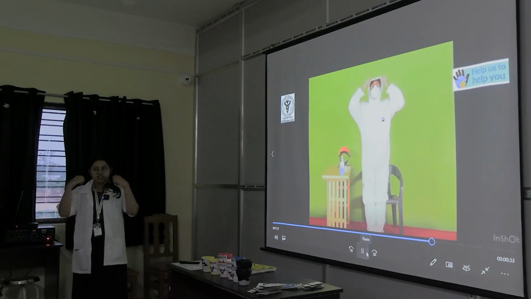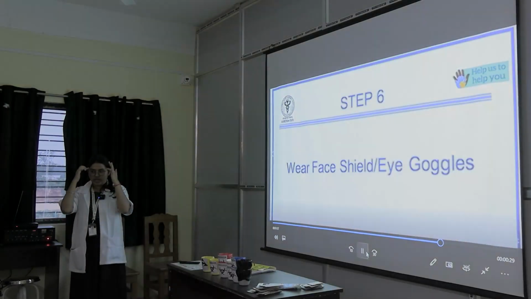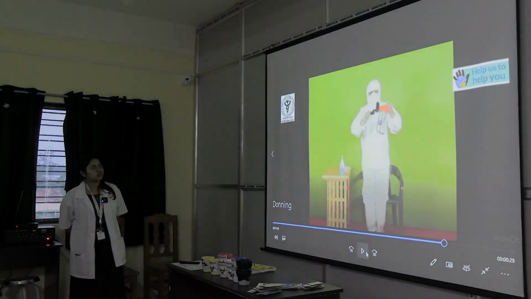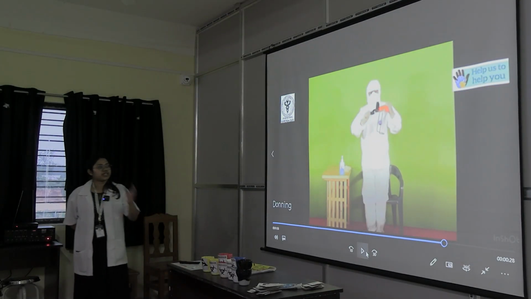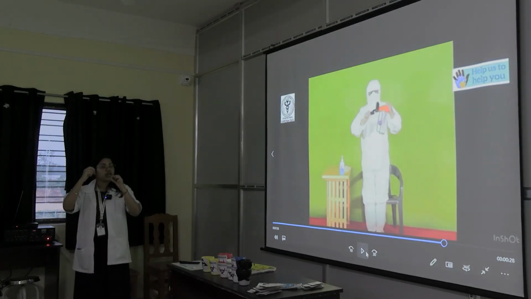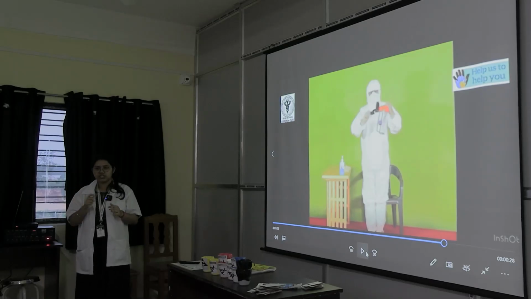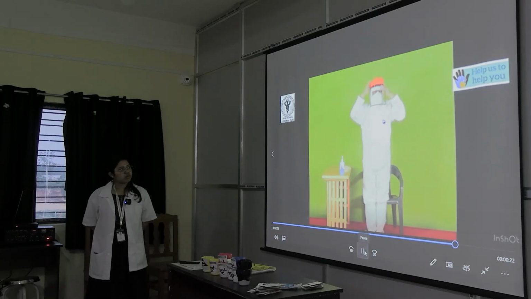Now he is wearing the hood, and you should wear it in a way so that it covers your forehead and your cheeks. Okay, now he is wearing the face shield. The face shield, you will place it over your brows, and in the back there is a screw present, and you will tighten or loosen it. That depends on you.